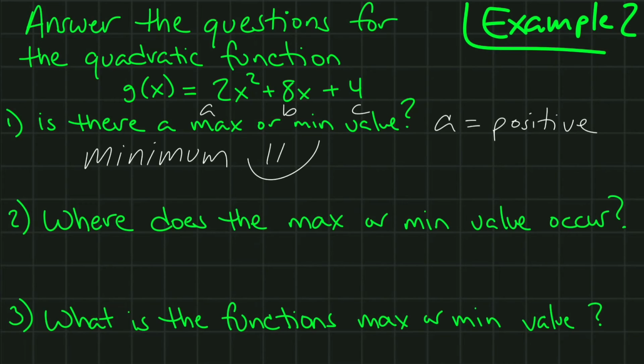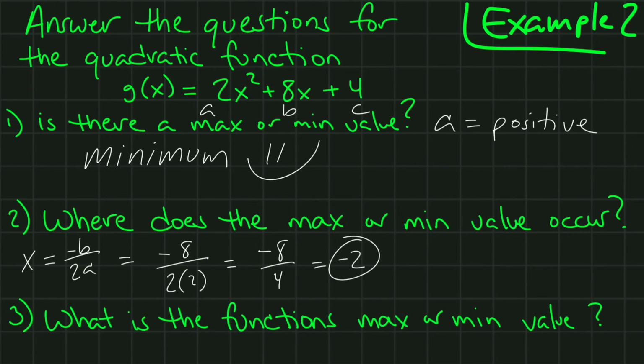Where does the maximum or minimum occur? So we're dealing with a minimum, so we have to just plug in and find the x. X is equal to negative b over 2a. So that's going to be equal to negative of 8 divided by 2 times 2. Negative 8 is going to be divided by 4. Negative 8 divided by 4 is negative 2. So our x is equal to negative 2.